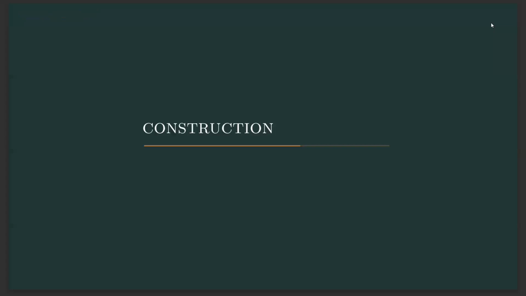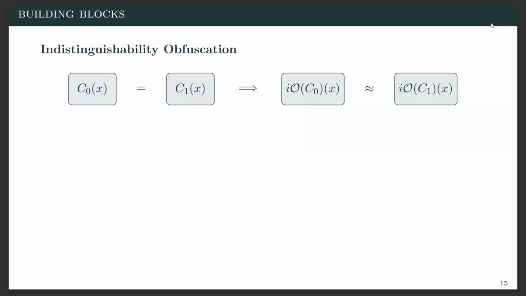So how do we do this? Let me say a few words about the construction. I mentioned that we will need indistinguishability obfuscation. So a 5-second introduction to IO. Assume you have two circuits, C0 and C1, that are functionally equivalent, meaning that when they're run on the same inputs, you get the same output. Well, for two functionally equivalent circuits, their obfuscations should be computationally indistinguishable.